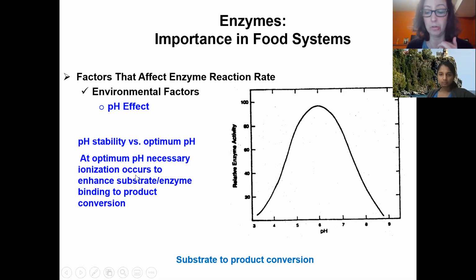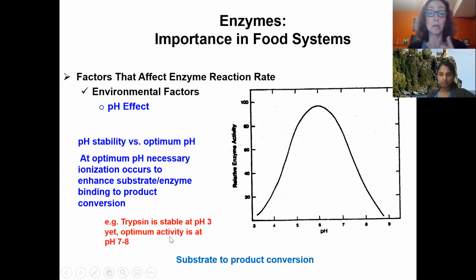So for example, here you have trypsin. Optimum pH is 7 to 8, but it is still stable at pH 3. So you can lower its activity, but then if you change the pH back to 7 or 8, you can get it back to be active again.